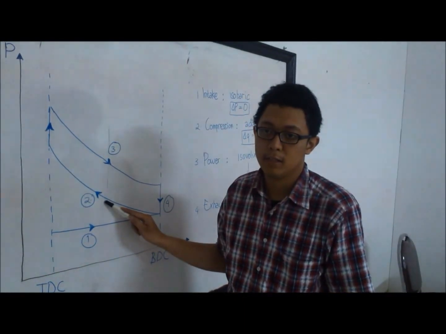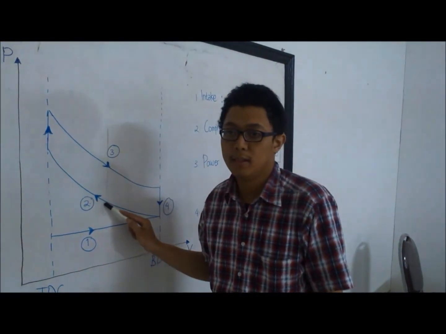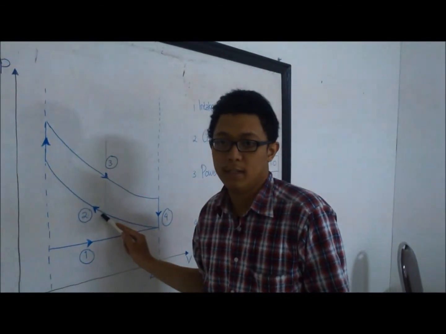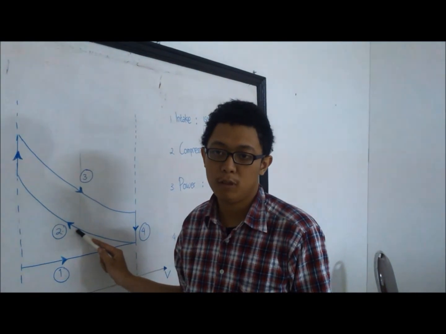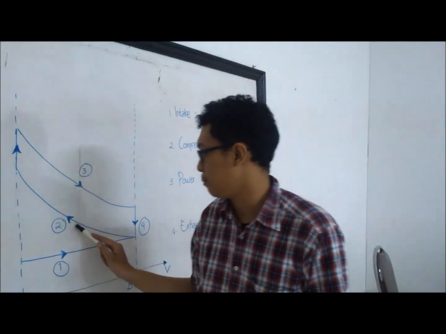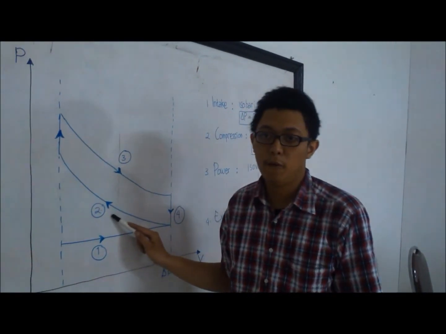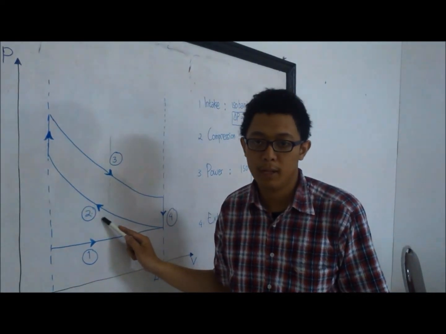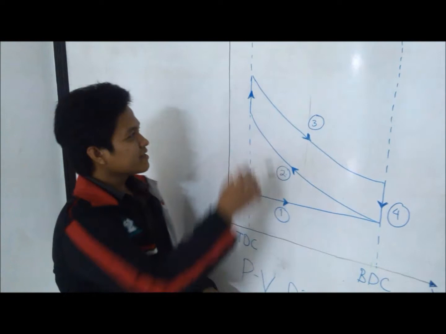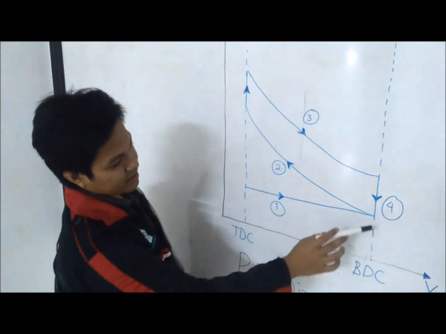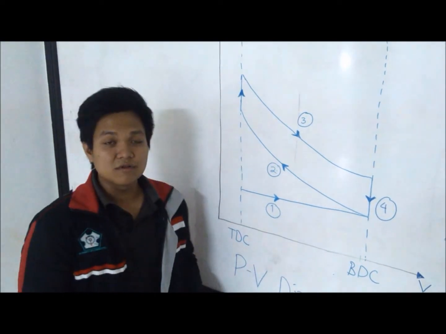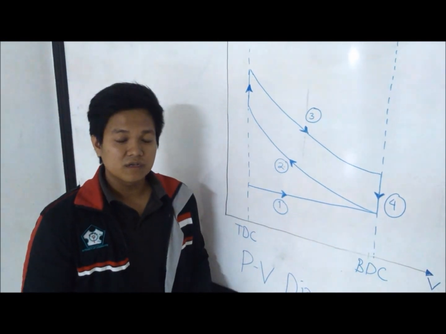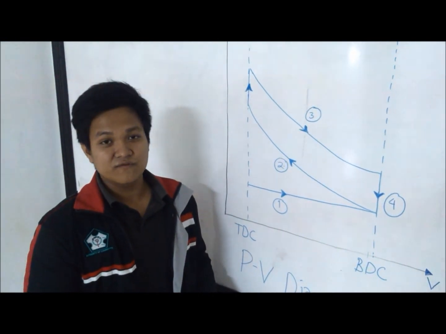The next line is the compression line. This line shows that this process happens in an adiabatic condition, where there is no heat flow into or out of the system. The volume of the mixture decreases and the pressure of the mixture is increased to the maximal pressure. This is the adiabatic line. As we know, adiabatic means there is no heat flow into or out of the system.